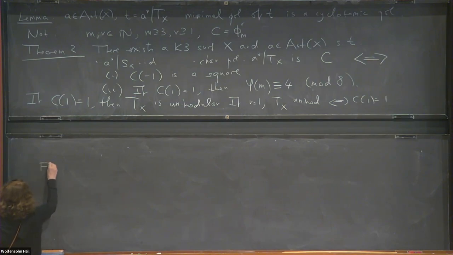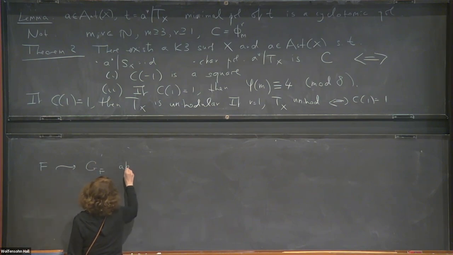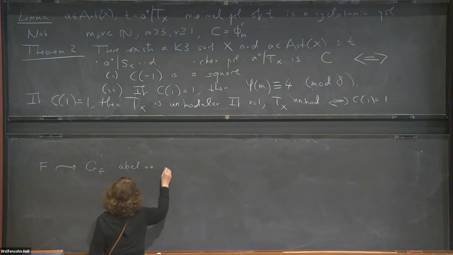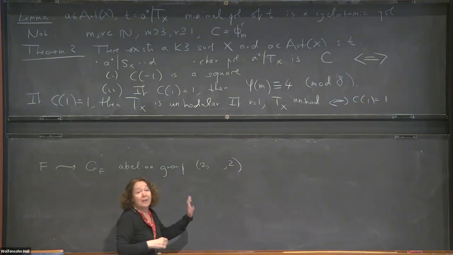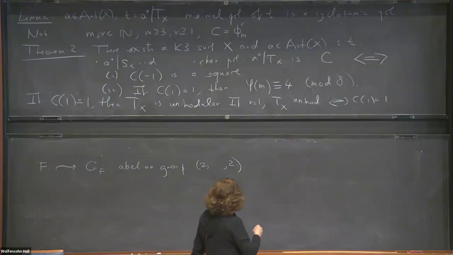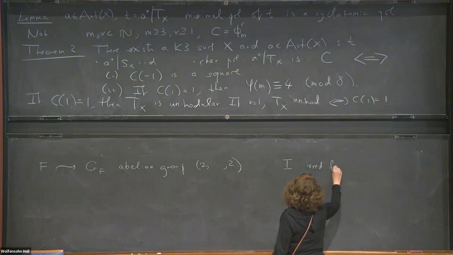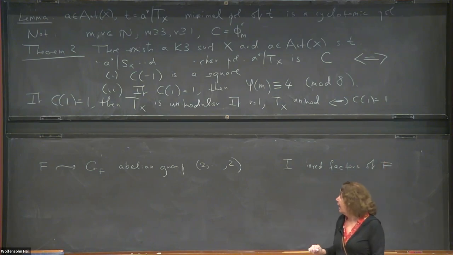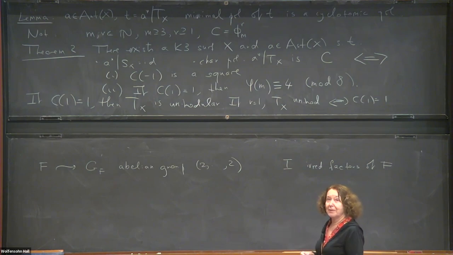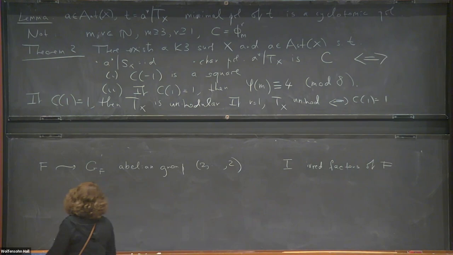So to f, associate a group, C_f. It is an abelian group, a finite group of type 2 to 2. It is trivial for irreducible polynomials. And otherwise the combinatorics of the irreducible factors of f play an important role. I really don't have the time to explain, but if you like, I'm happy to explain it to you afterwards.